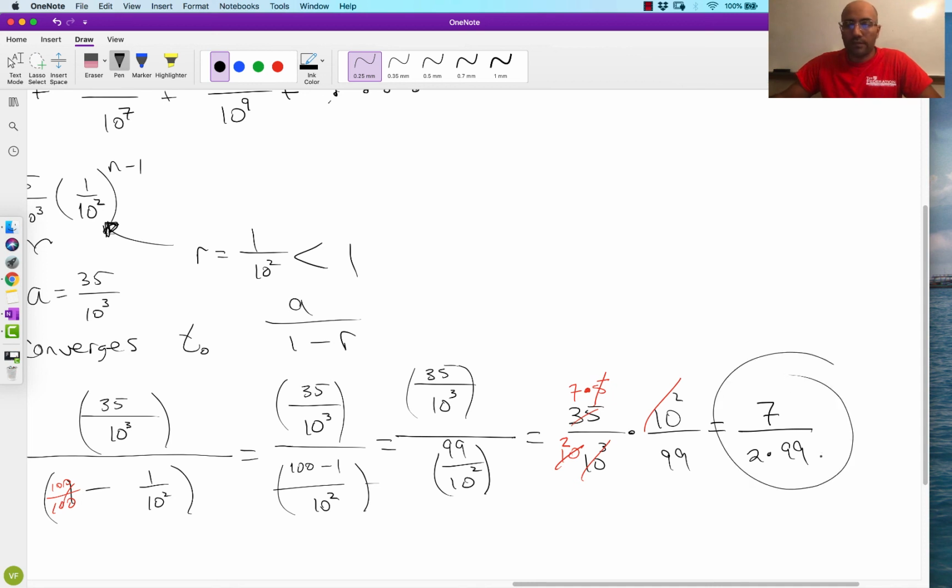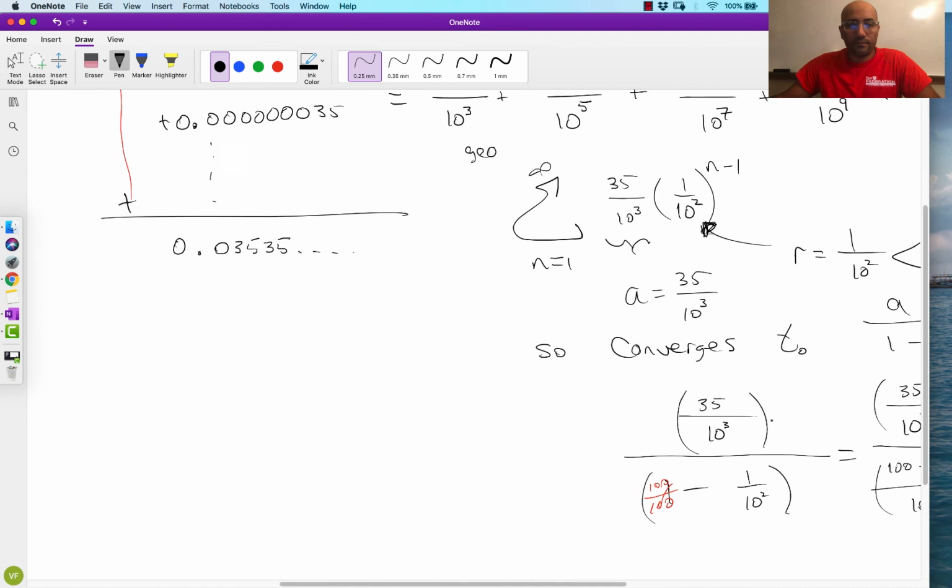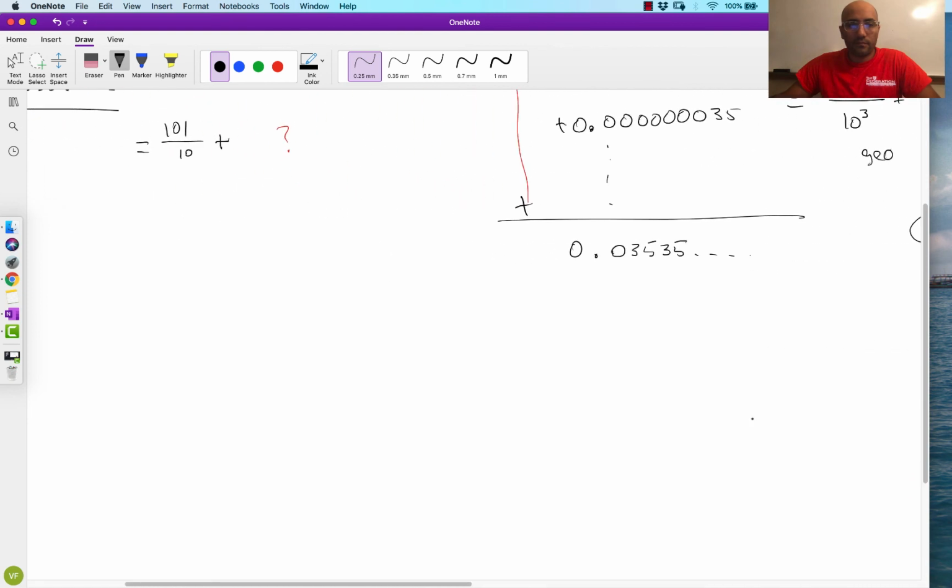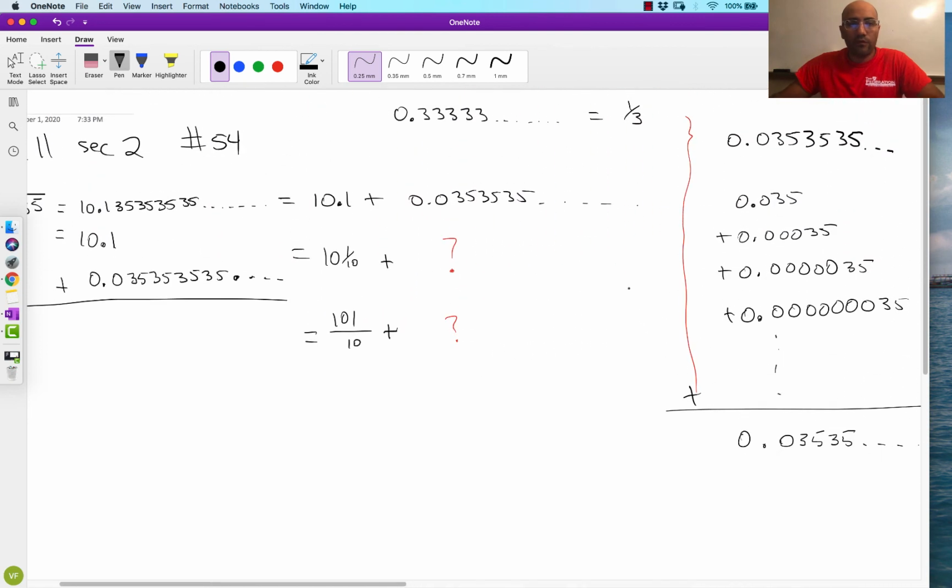Okay, so let's take that over here. Coming back over here, we see that this is a geometric series. That's what we did all that work for. We found out that this guy is a geometric series, and this thing converges to 7 divided by 2 times 99.